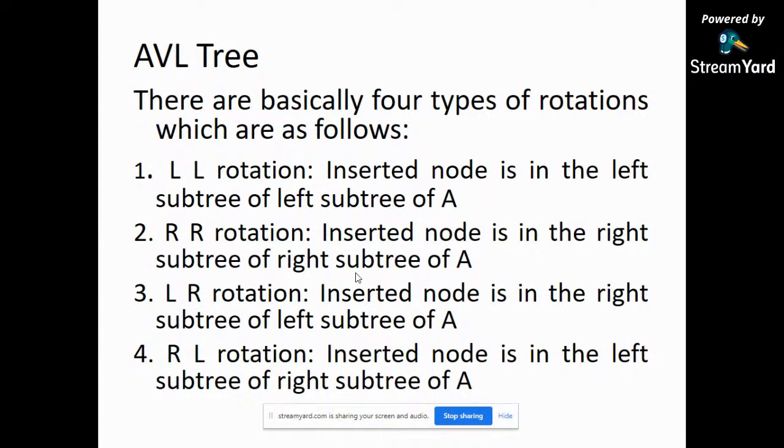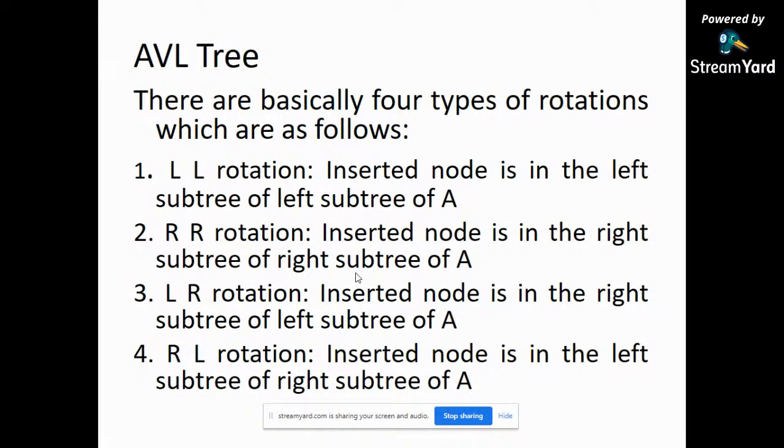LL rotation, RR rotation, LR rotation and RL rotation. So LL rotation is basically left rotation. Here the tree becomes imbalanced because of this. So a node is inserted in the left subtree of A. A is, for example, the node whose balance factor is other than -1, 0, or 1. So we have to balance the balance factor of node A.